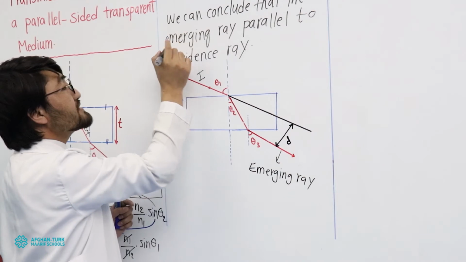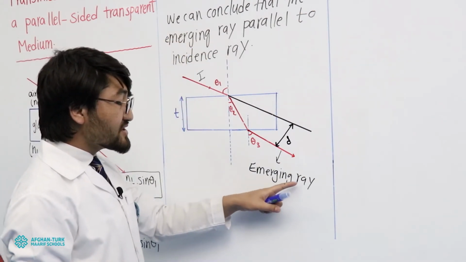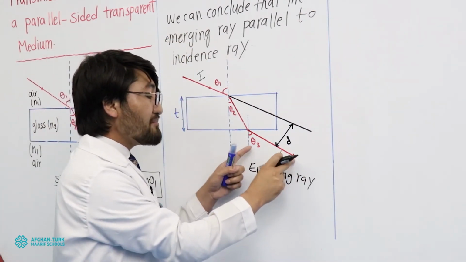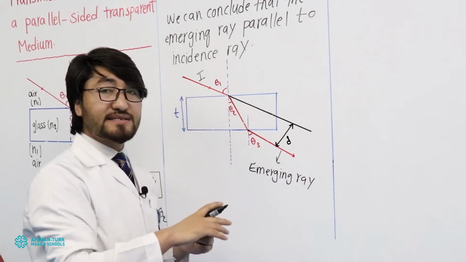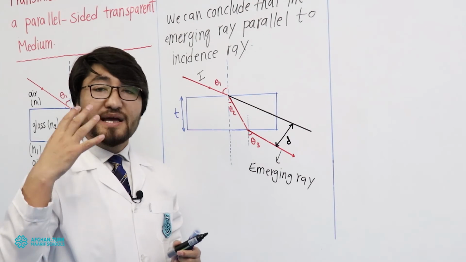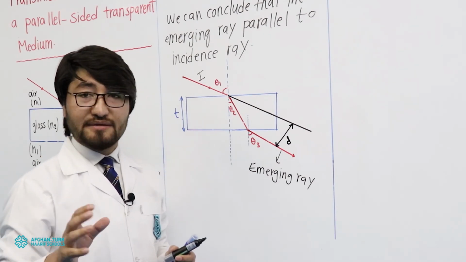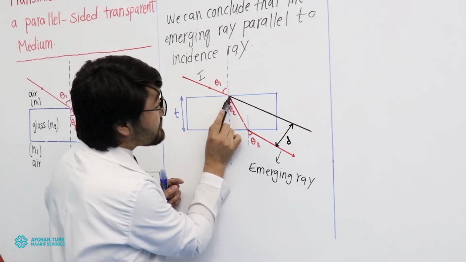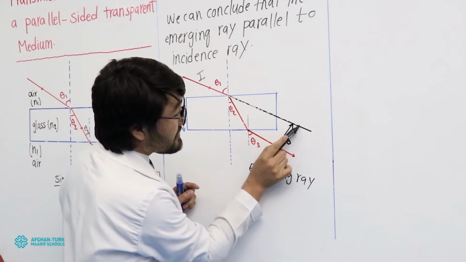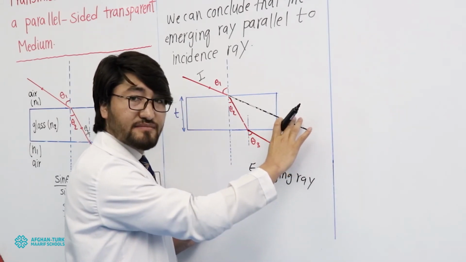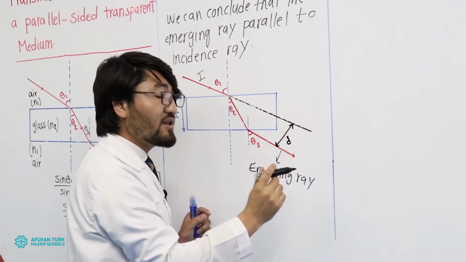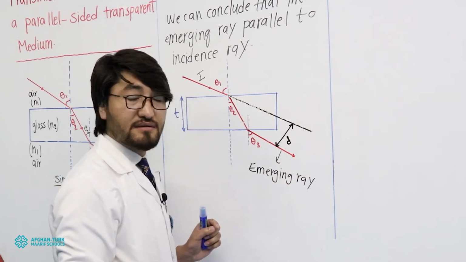It is the emerging ray. You see the emerging ray is here. But light, we know that light propagates along a straight line. Here I draw a straight line. Here we have the amount of shift. D is called the amount of shift.